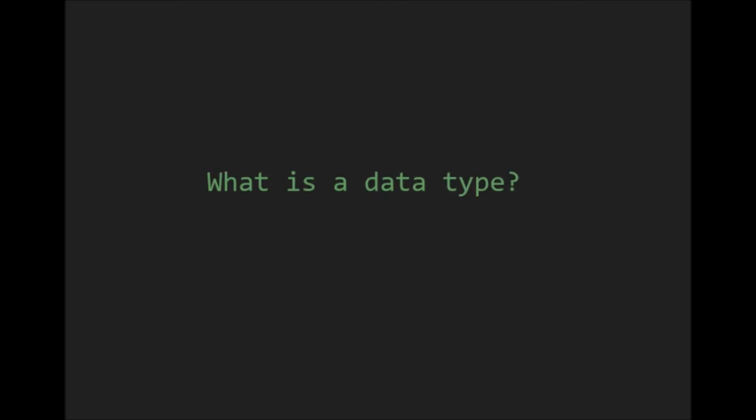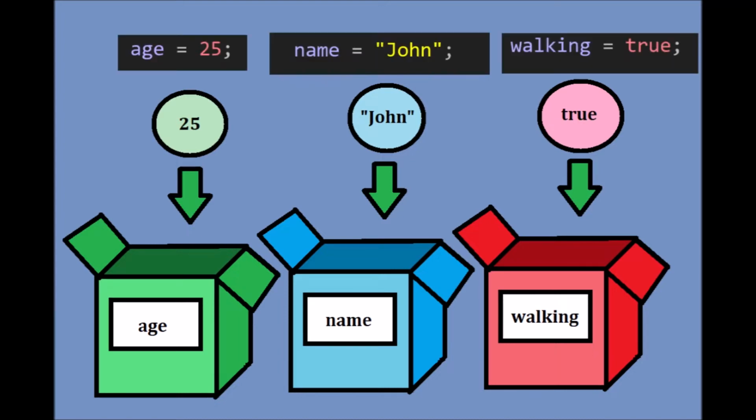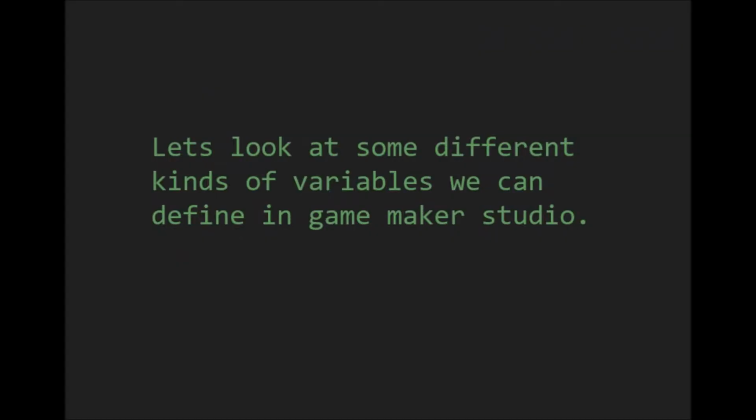What is a data type? Imagine our boxes are different colors now. Each color only accepts its same color. A blue box has blue values, a green box has green values, and so on. These colors are like types. A data type is a more specific kind of box. We use all different kinds of data types when making video games. Let's look at some of the different kinds of variables we can define in GameMaker Studio.